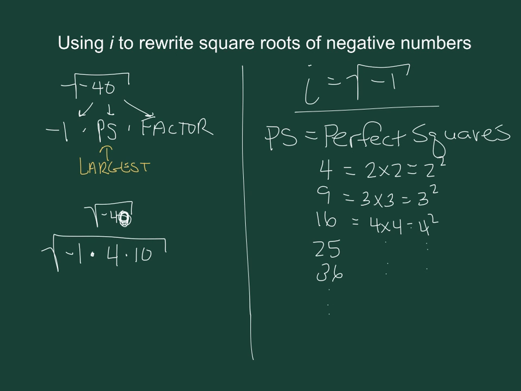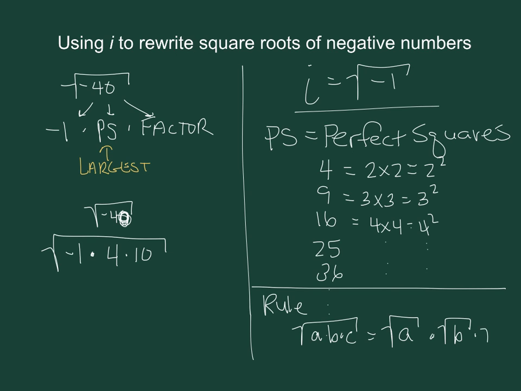Now, there is a rule that says if I have the square root of a times b times c, the square root goes to a, goes to b, and goes to c. So I'm allowed to break apart all the terms into individual terms, all with a square root on them. I'm going to apply that rule here: square root of negative 1 times the square root of 4 times the square root of 10.